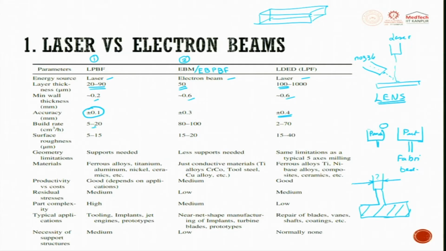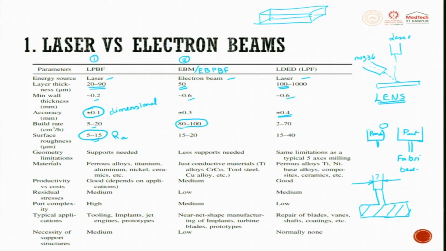So, 5 to 20 centimeter cube per hour, and if you see electron beam, it is 80 to 100 centimeter cube per hour. It is very fast, but the sacrificing thing is you will have accuracies compared to laser bed, it is poor. The layer thickness is less, so the accuracies might also be little higher. If you have roughness, you see this fellow gives the best roughness. Laser powder bed fusion gives the best roughness. Roughness, what we are talking about is the Ra. When we talk about accuracies, it is a dimensional accuracy. Here it is surface finish, here it is dimensional accuracies.